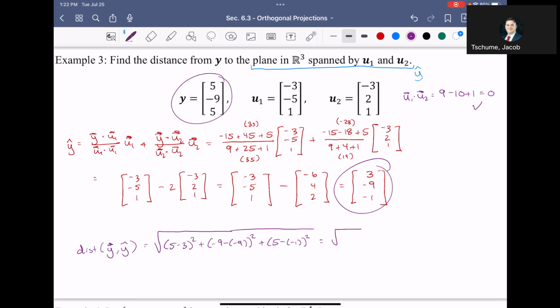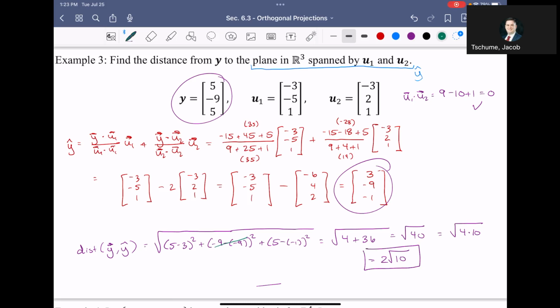So that's going to come out to be the square root of 5 minus 3 is 2, so 2 squared is 4. That's really nice. -9 minus a -9 is 0, so that just goes away. And then 5 minus a -1 is 6. 6 squared is 36. Right? That becomes root 40, which I know is the same thing as the square root of 4 times 10, which becomes 2 square roots of 10 simplified.